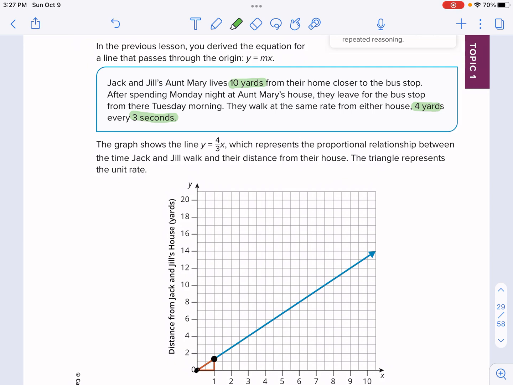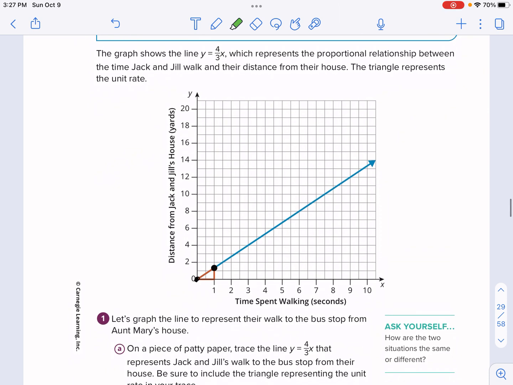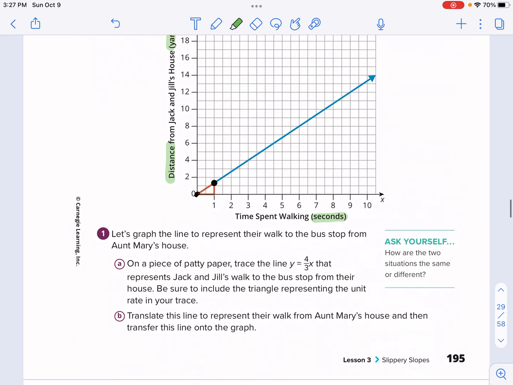Now let's just look specifically at the x and y axis. The x axis is time in seconds that they're walking, and the y axis is distance from Jack and Jill's house. So we'll say distance, and also highlight that this is in yards. Okay, now we're going to do some stuff with patty paper, but we're not going to do that. I'm going to give you some information to hopefully still graph this without that tool.